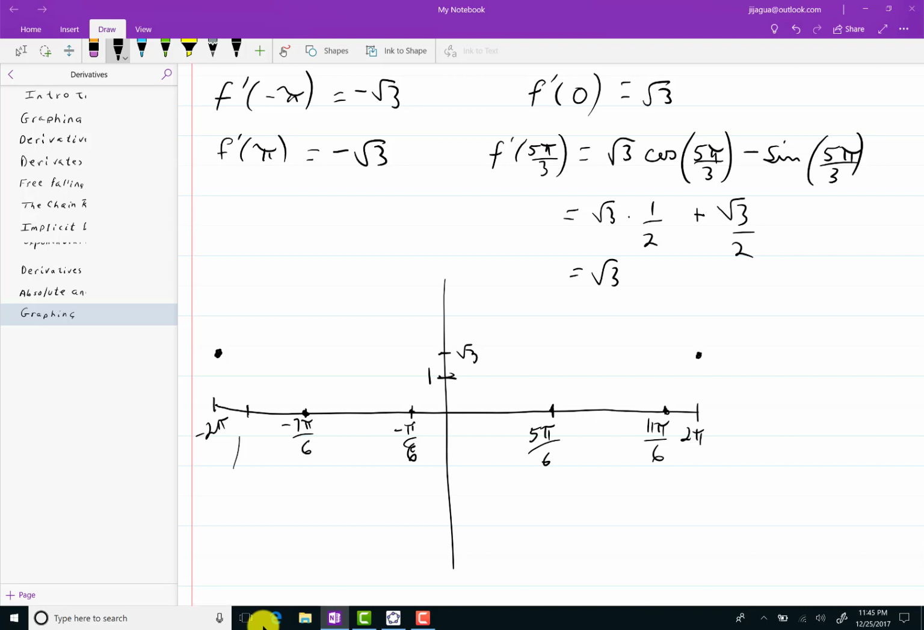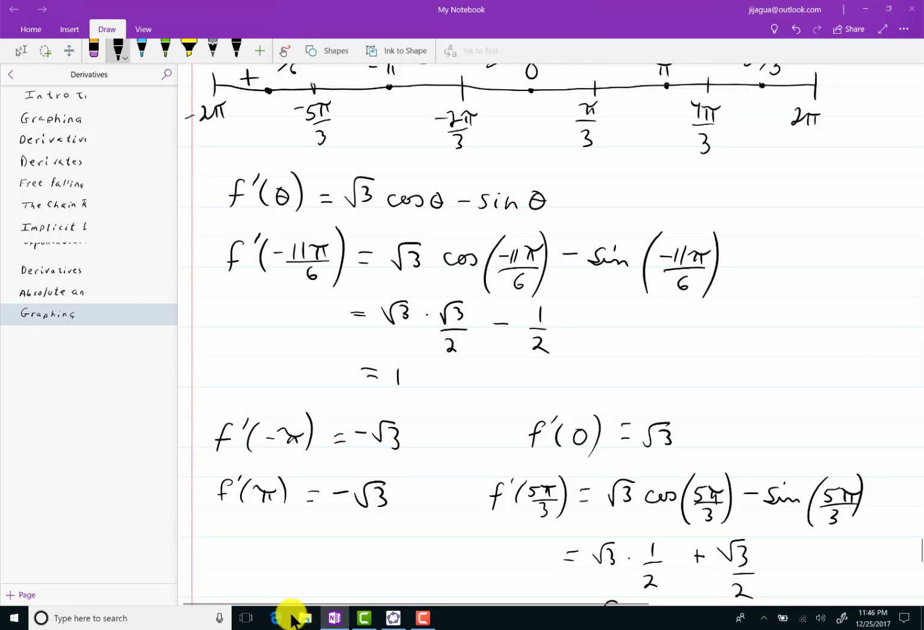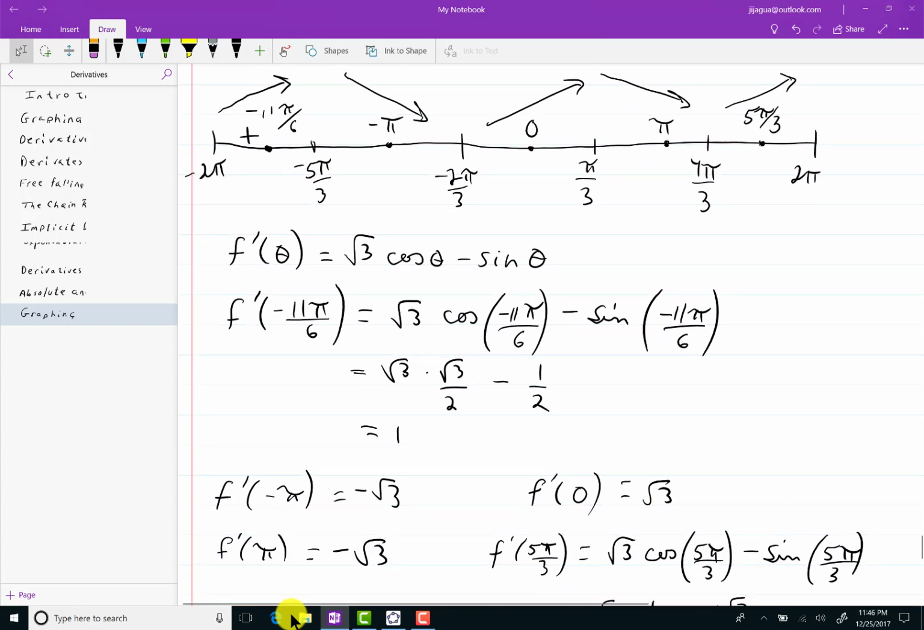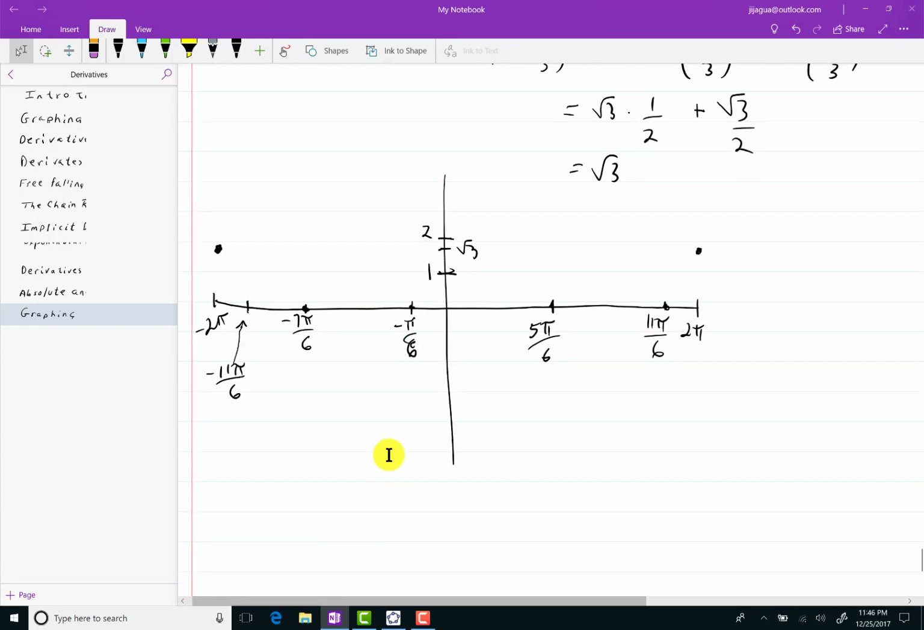I'll put, in case I'm running out of space here, negative 11 pi over 6. And the height of that thing was 2. Or negative 2, it depends. And what was my next one? I had a negative 2 pi over 3, which is like negative 4 pi over 6. So that's right directly in between here.